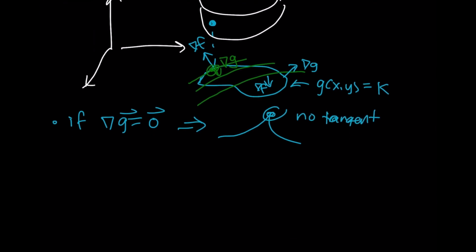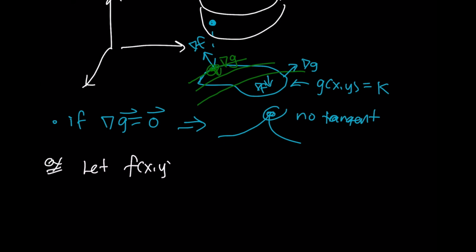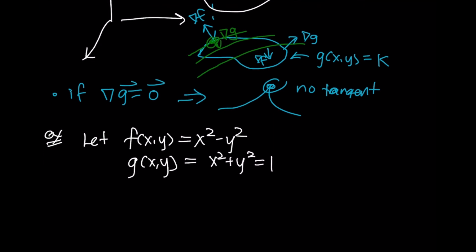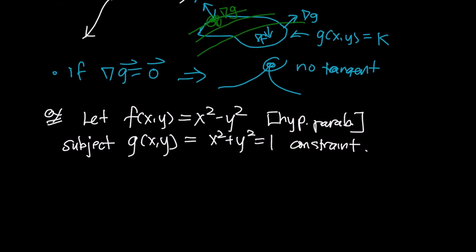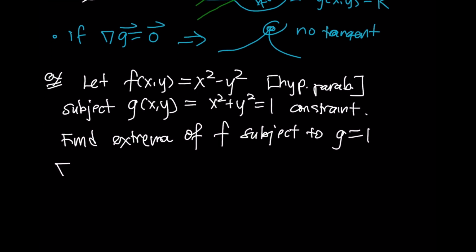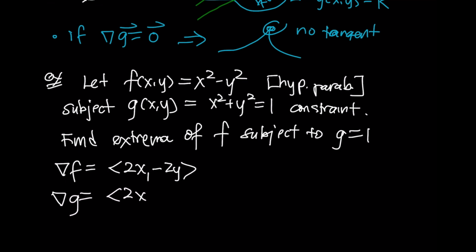So here is our first example. We're going to take a function which is a hyperbolic paraboloid, and we're going to subject it to this constraint where g of x and y is equal to this circle. So we would like to find the extrema of this f subject to this condition g equals 1. Now it's very simple here. What we need to do is find the gradient. So we'll get 2x, negative 2y. We're going to get the gradient of g, 2x, 2y.